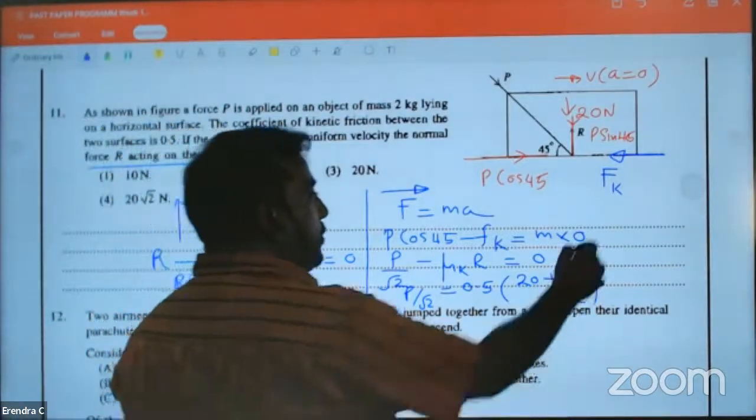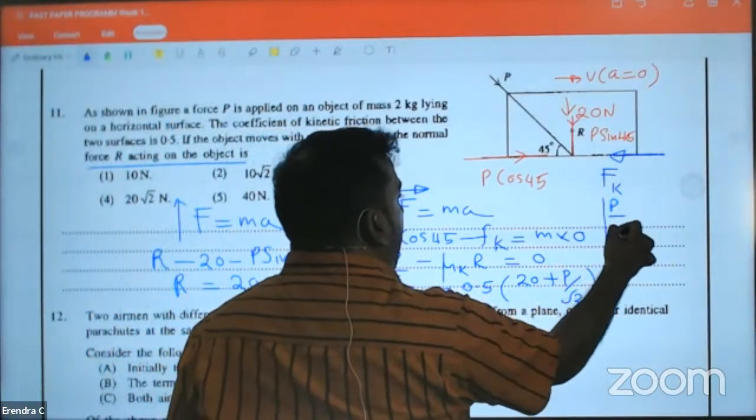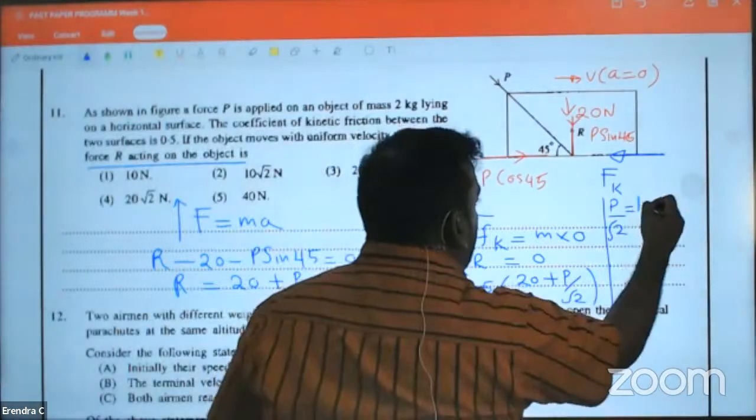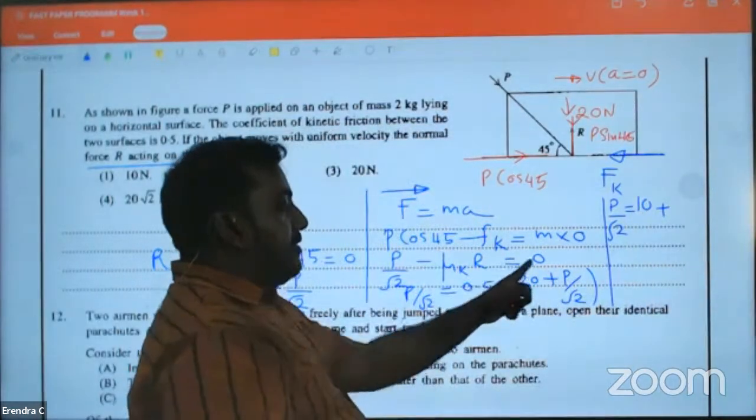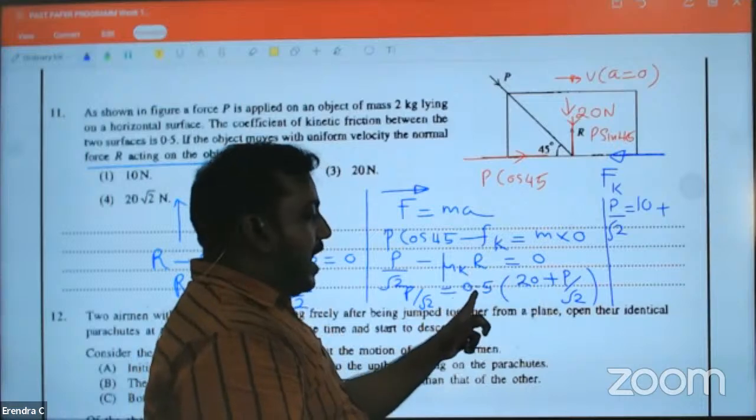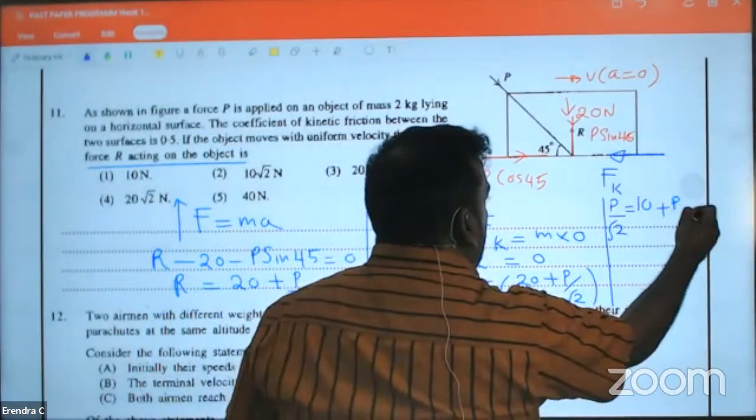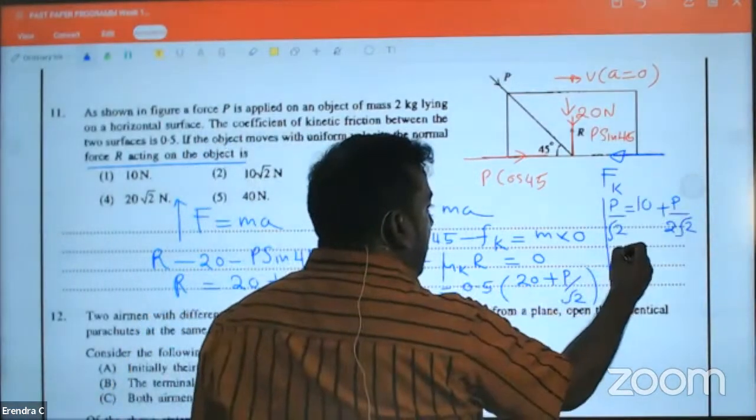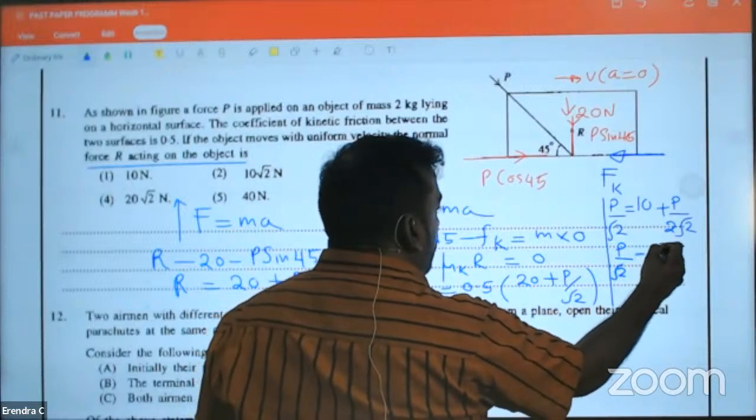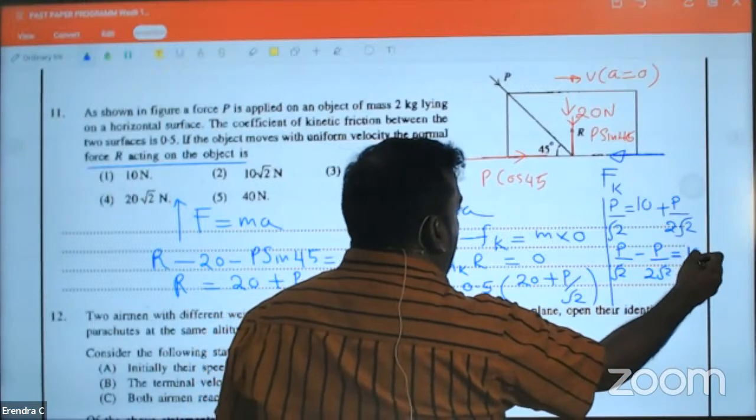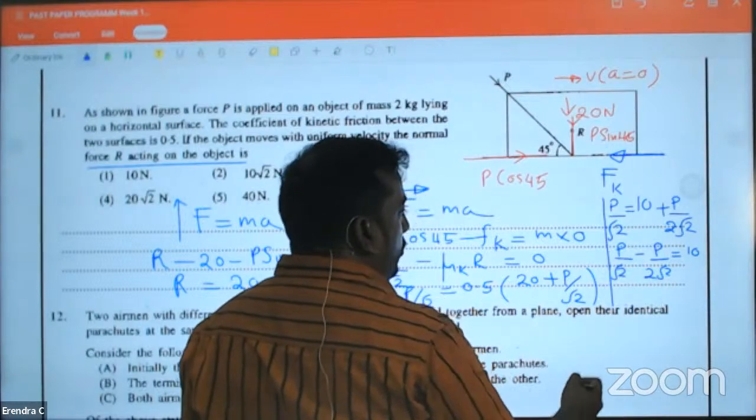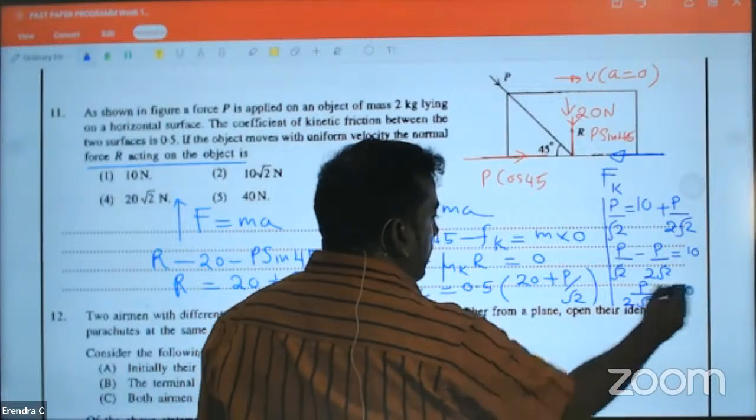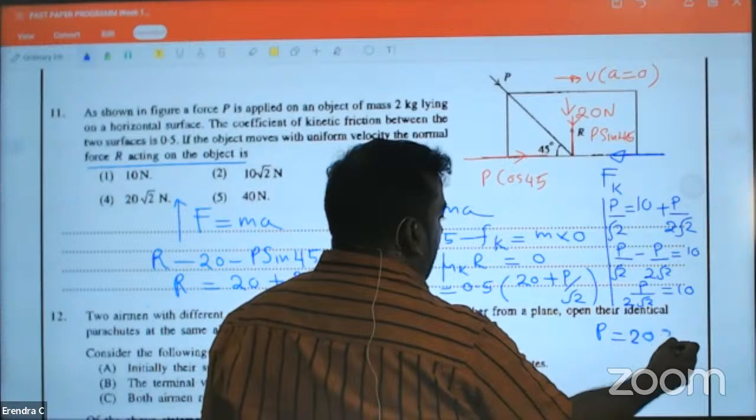Now open brackets carefully. P divided by root 2 equals 0.5 into 20, which is 10, plus 0.5 into P over root 2, which is P divided by 2 root 2. Take this side: P divided by root 2 minus P divided by 2 root 2 equals 10. Common denominator 2 root 2: 2P minus P, P divided by 2 root 2, equals 10. Cross multiply, P is 20 root 2.